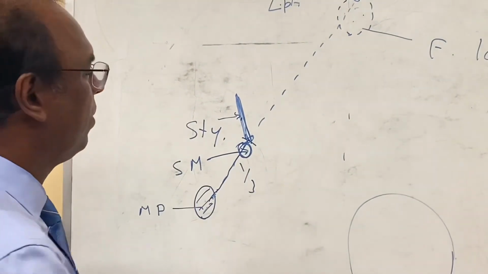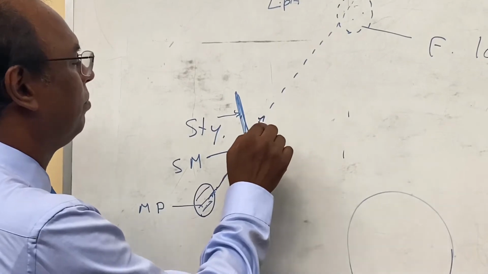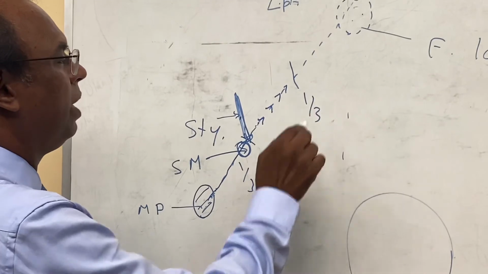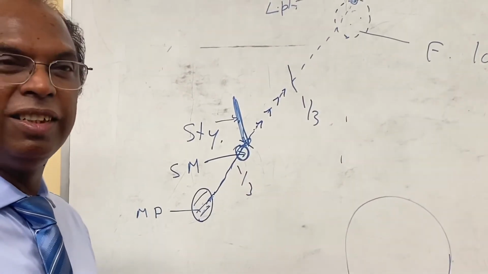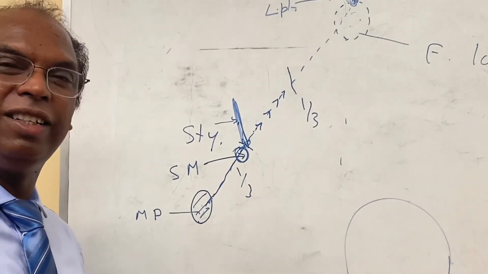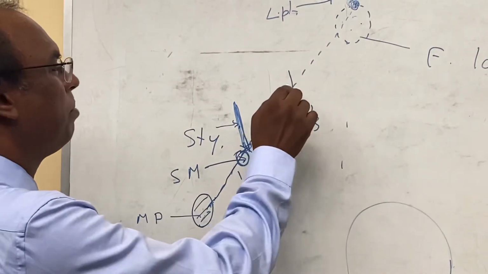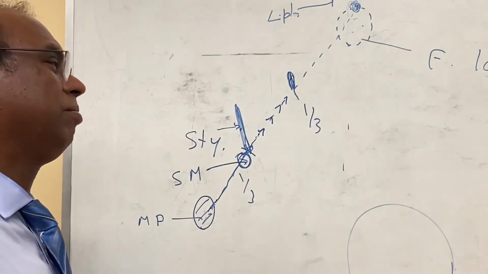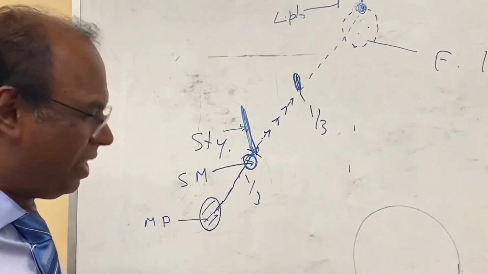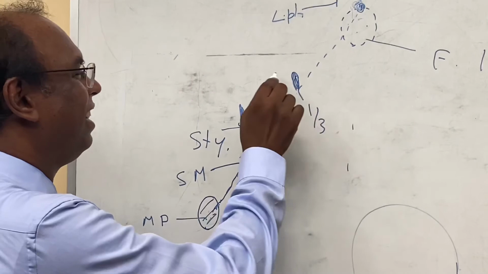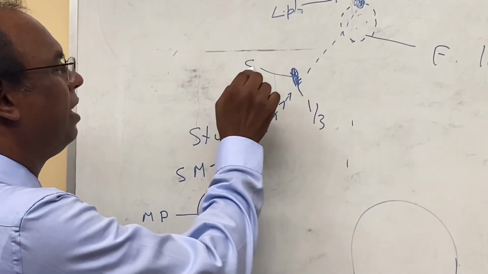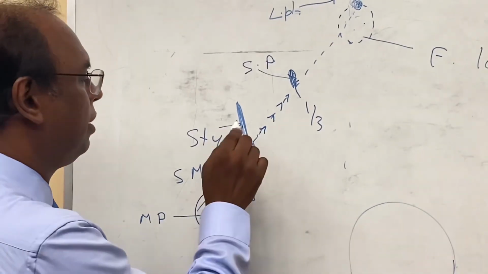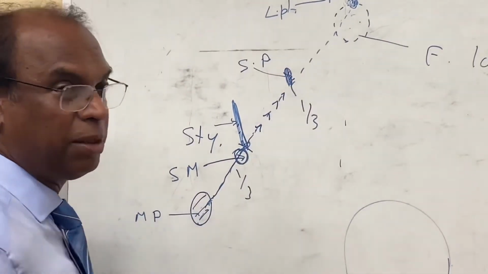Take a breath, start walking again. Another 1/3 of the way, stop there and see what you can see. Just observe. You see a small tree. Shall we call it a palm tree? A short palm tree. And that is your spinous process. This is your styloid process and this is your spinous process.